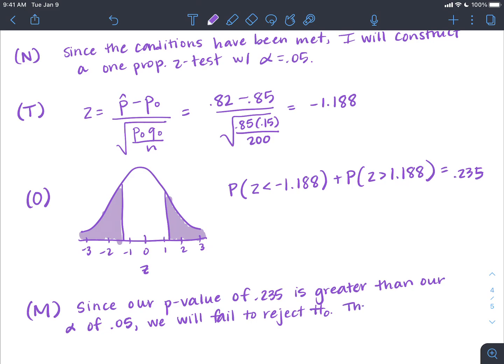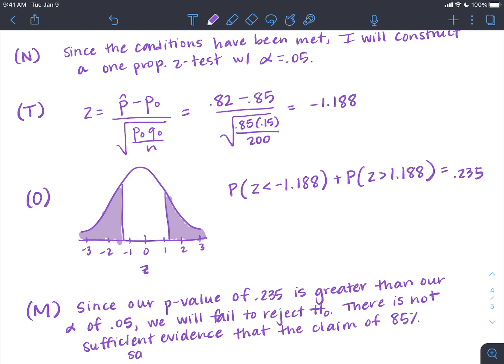So we would say there is not sufficient evidence that the claim of 85% satisfaction is not true. And we did it.